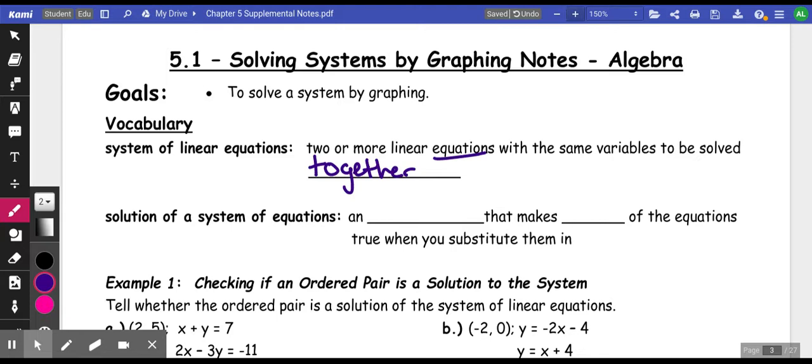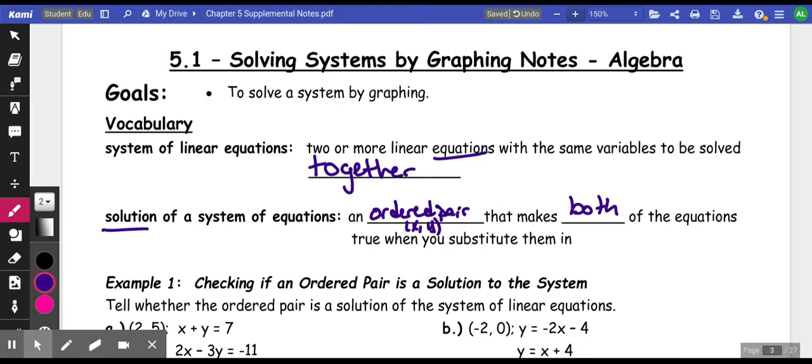Okay, so a solution, that's what we're looking for. So a solution of the system of equations, it's going to be an ordered pair. Okay, some x, y pair that makes both of these equations true when you substitute it in. There's plenty of points that make one line true and plenty of points that make the other line true. There's only usually one point that makes both of them true, and there's exceptions to that. We'll talk about that at the very end.